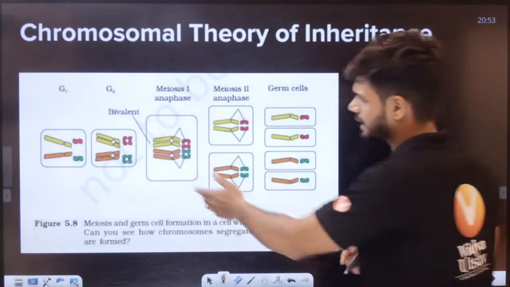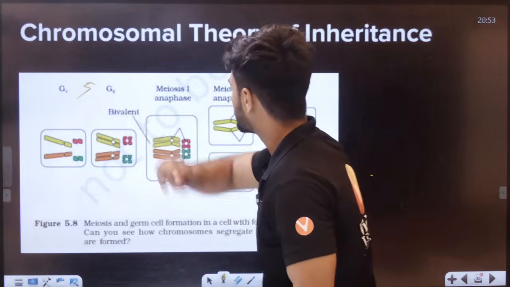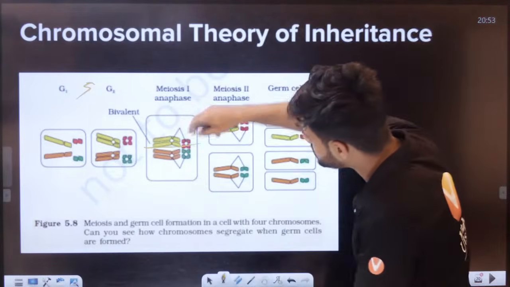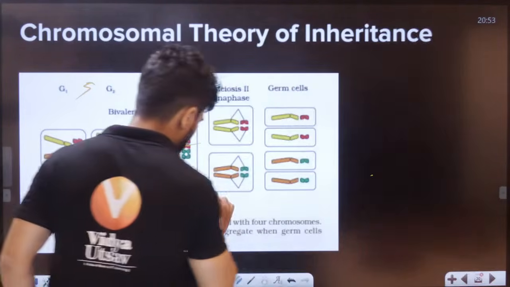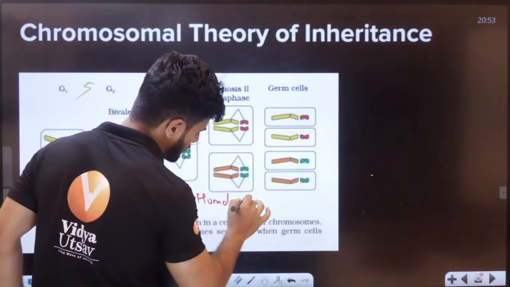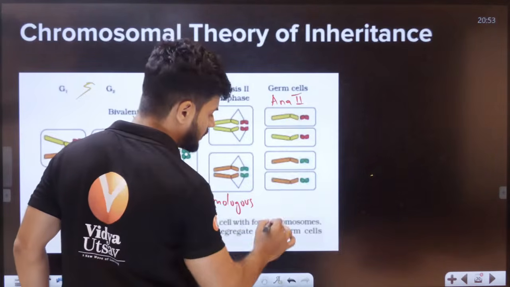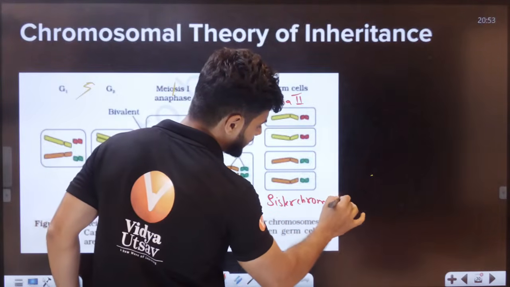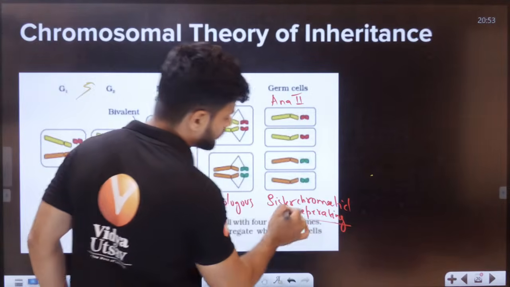Here you can see students, here we have G1, S, G2. S is missing here. See, anaphase 1, anaphase 2. In anaphase 1, the homologous chromosomes separate here. This is anaphase 2. What is happening here? Sister chromatids are separating here.